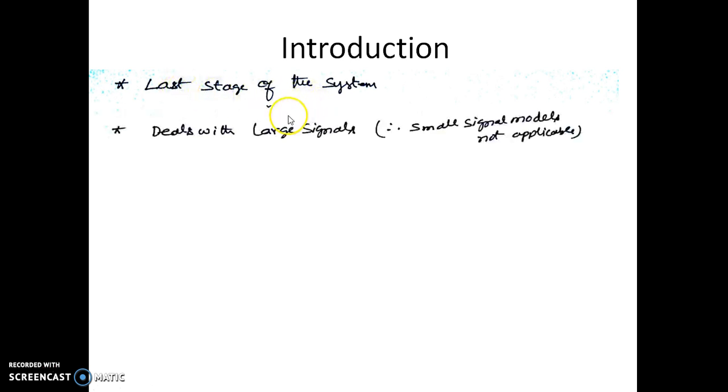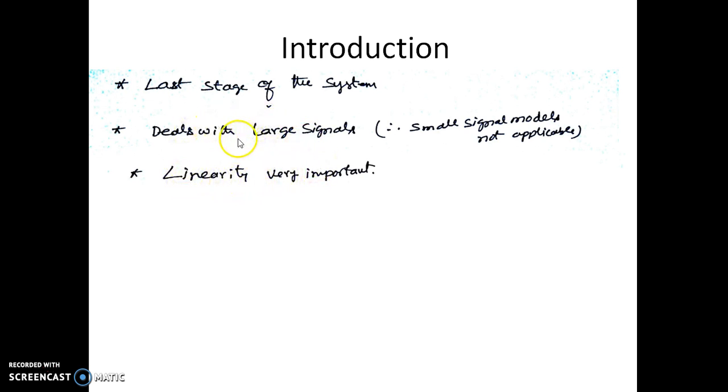So usually power amplifiers are the last stage of a system. It deals with large signal. Therefore, the small signal models which we used in the earlier CS amplifier, differential amplifiers, CG amplifiers are not applicable for power amplifiers since it is dealing with large signals.